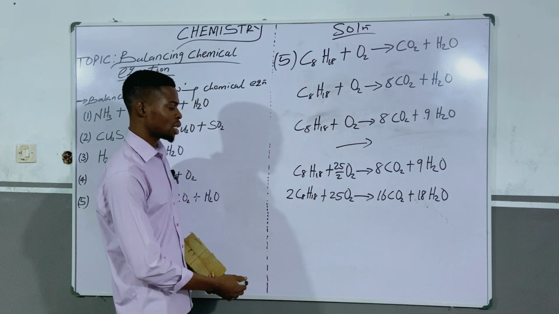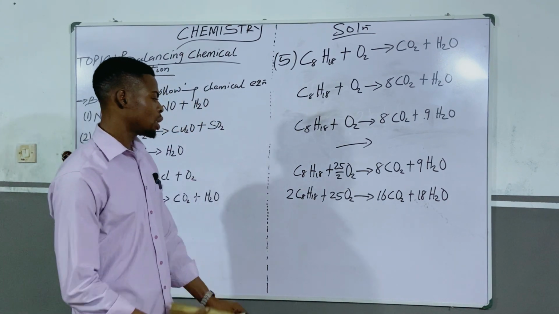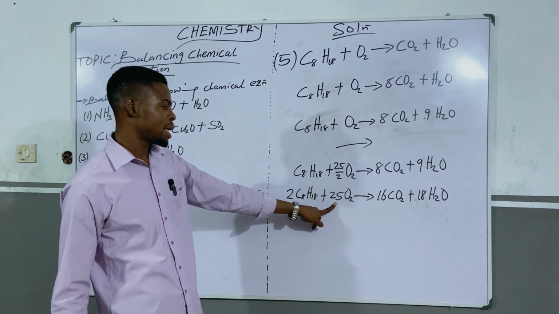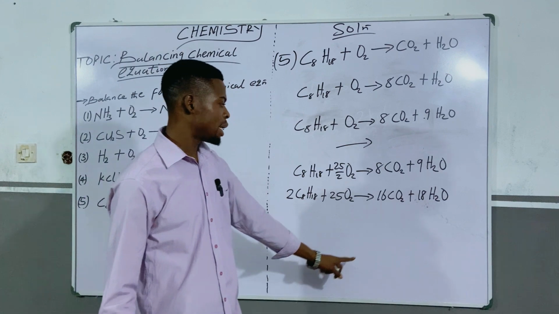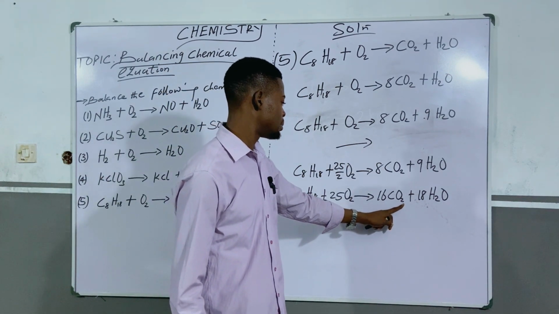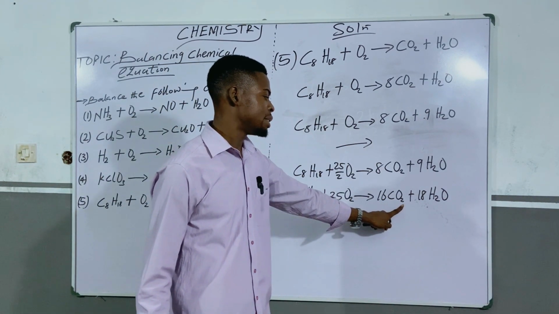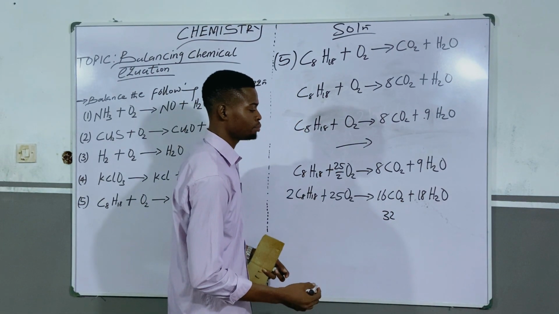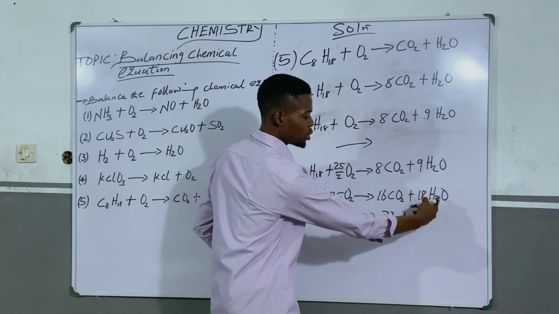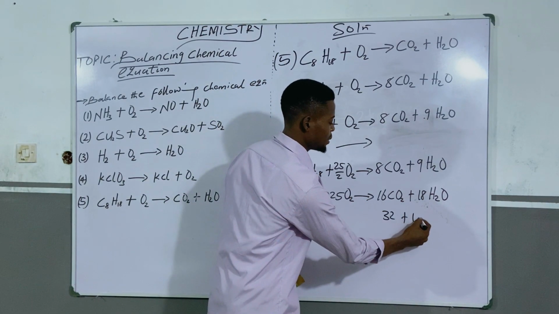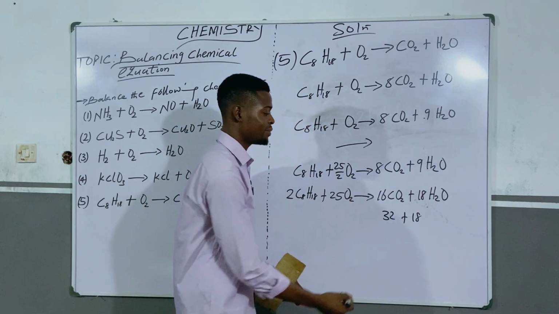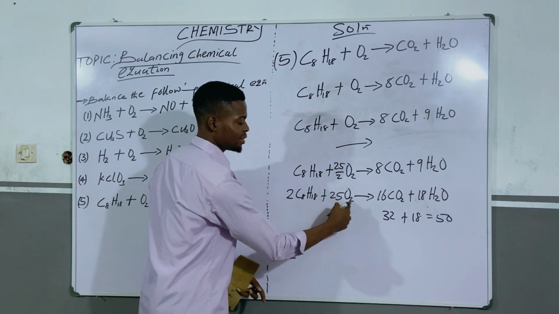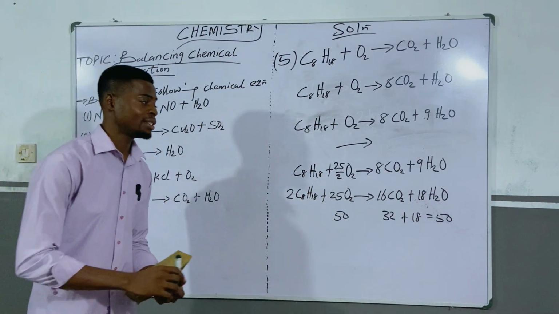Let's go to the final, which is oxygen. Okay, here we have 25 times 2, that is 50 oxygen. Then coming here we have 16 times 2 is 32. Then 32 plus 18 oxygen, that is 50. So we have 50 here and we have 50 here. So oxygen is balanced. So everything is balanced.